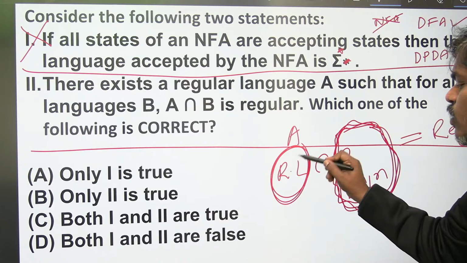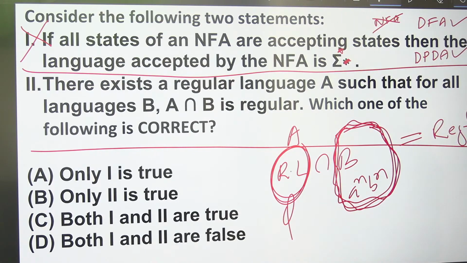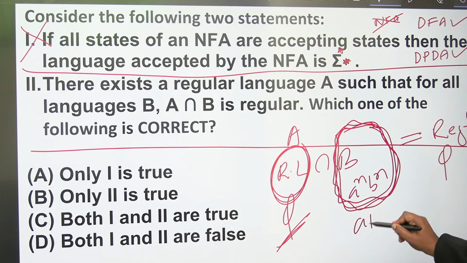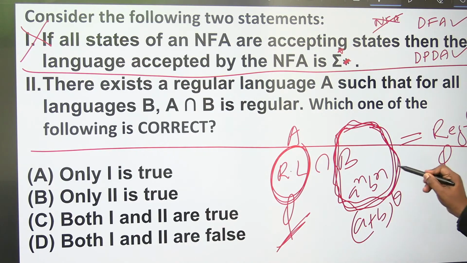How? I think this one you can write as sigma star. Sigma star intersection a power n b power n is a power n b power n, which is regular. Keep this one as sigma star, and you do whatever you want here, a plus b whole star. It is going to be the same. There exists a regular language A such that for all languages B, A intersection B is regular. Which one of the following is true?